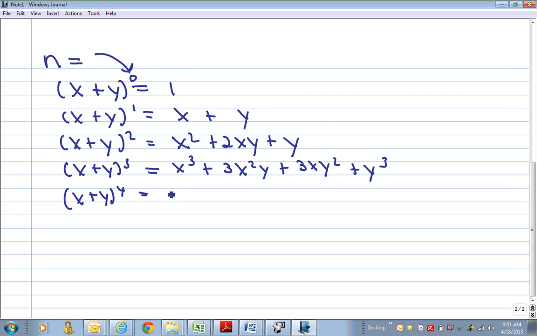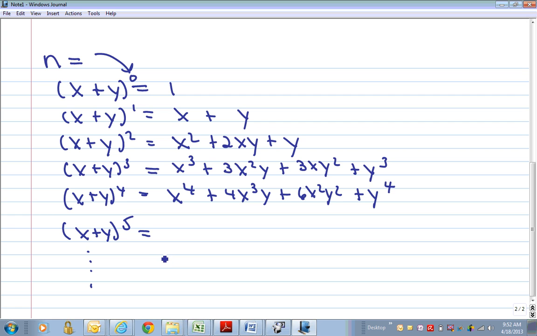Well, to the 4th power, it would be x to the 4th plus 4x cubed y plus 6x squared y squared plus y to the fourth. And let's do one more, and it would continue. I'm not going to continue, but I will go ahead and go to the fifth power. And I'm just going to put these dots because this would all continue in the same pattern.